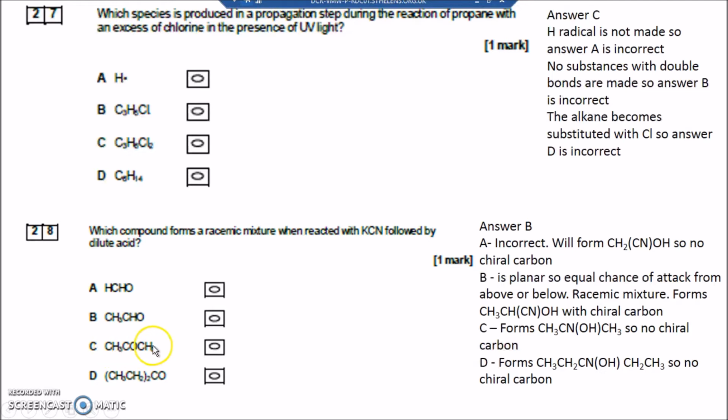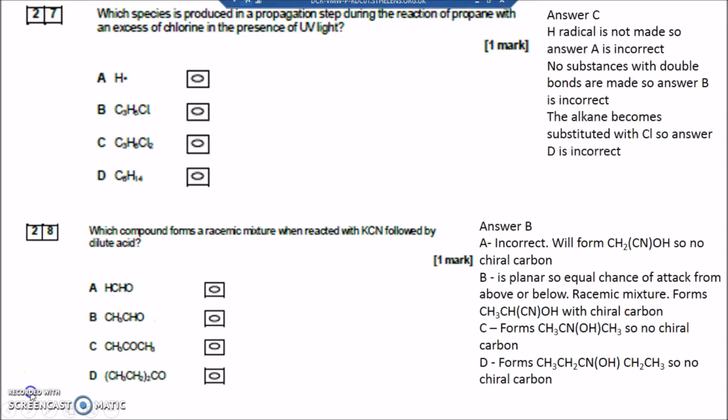This one won't have a chiral carbon because the CO will become an OH with the CN on the C, but you've got 2 methyl groups either side, so no chiral carbon, and again no chiral carbon on this because the C double bond O becomes an OH with the CN, but you've got 2 ethyl groups. So the answer is B. Let's just check B out. It's planar, so there'll be an equal chance of the CN attacking from above or below to make 2 different enantiomers, and the CO will become a COH with a CN, so that C will have an OH, a CN, an H and a methyl group.